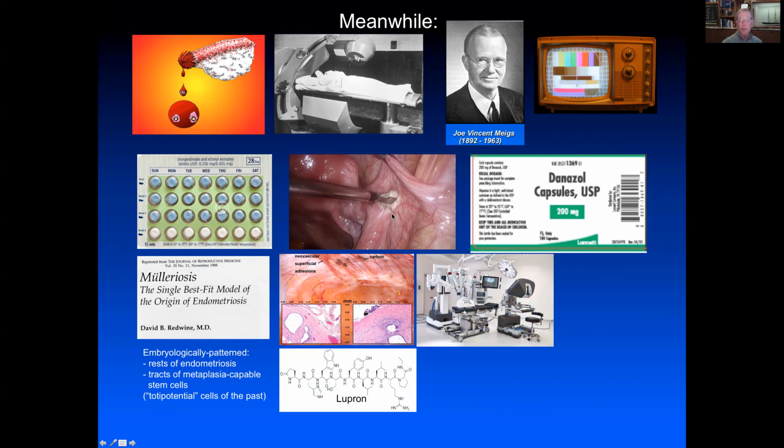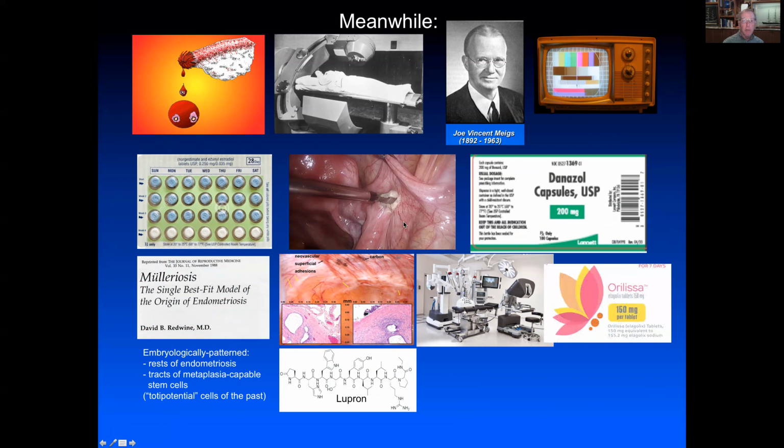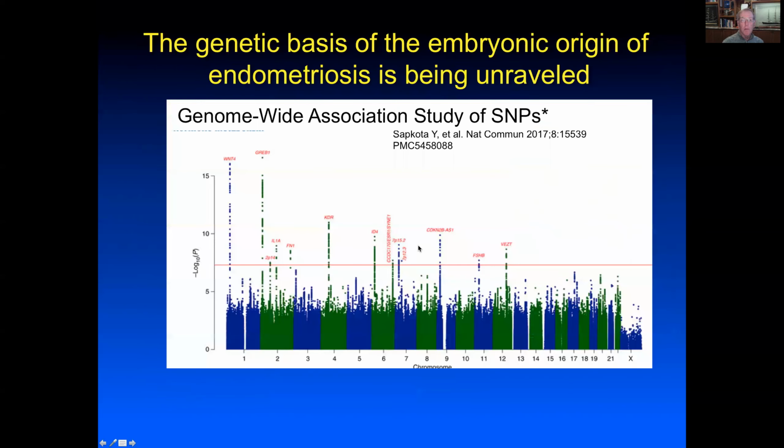The 2000s brought the robot, which showed that equivalent results could be obtained more slowly and more expensively. And by the late 20-teens, Orilissa came along, which isn't really even as good as a low-dose birth control pill because it's not a low-dose birth control pill. But by the late 20-teens, the wait is over.